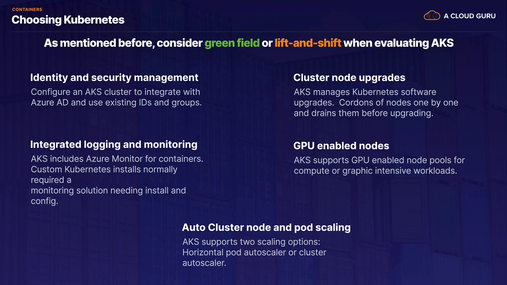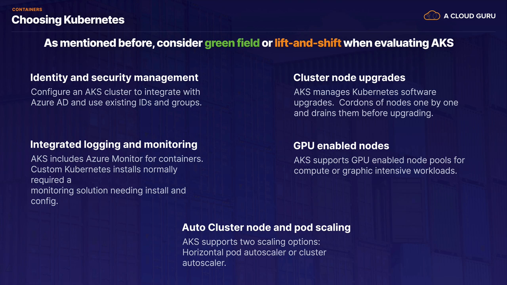One of the things that Kubernetes can provide is identity and security management. So you can configure an AKS cluster to integrate with Active Directory, and you can use existing IDs and security groups in your Active Directory environment to provide permissions for the cluster. You have built-in logging and monitoring. It's included in the Azure Monitor for containers. Custom Kubernetes installations normally require a monitoring solution, and they need install and config.